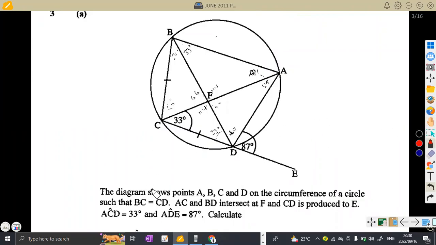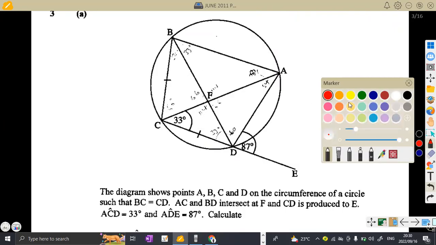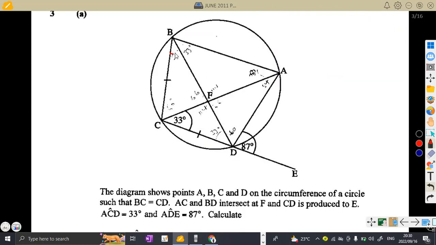Okay, so here we're given a diagram that shows points A, B, C, and D on the circumference of a circle such that BC is equal to CD. So from there, let us start. A, B, C, D are points on the circumference, which means ABCD is a cyclic quad. So you know that opposite angles add up to 180 degrees. Also, we know that the exterior angle of a cyclic quad is equal to the opposite interior angle, which should give us 87 degrees.